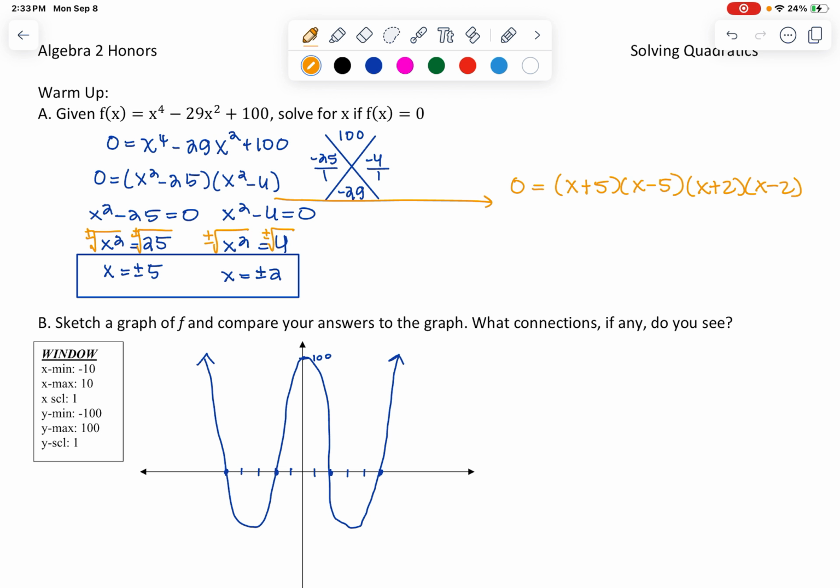I also ask you to graph this in your graphing calculator. Go to y equals, put in your original equation right here, and then fix your window so that your y values are seen. And you can see that these are your zeros, negative 5, negative 2, 2, and 5. You could also see your y-intercept of 0, 100 there.